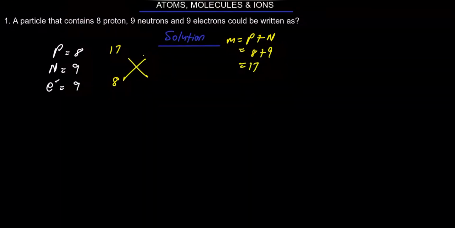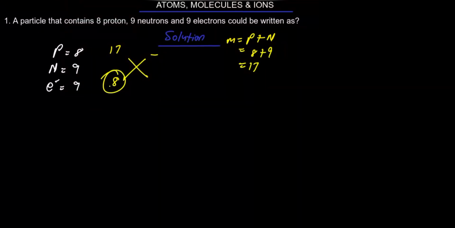But this particle will surely have a charge. If you leave your answer this way, you are wrong. And what is the charge? Check it out. It gained one more electron. Because the electrons are greater than the protons by 1, it shows that it gained one more electron. And that will be minus. It makes sense.